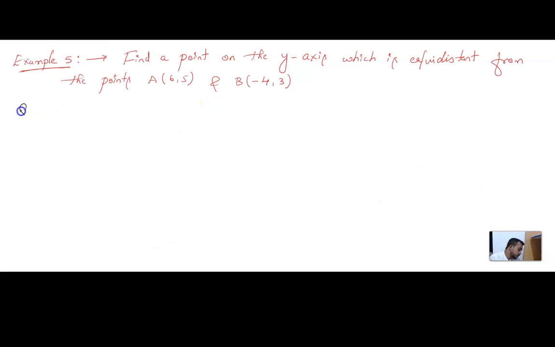Yes, observe, children, example number 5. Find a point on the y-axis which is equidistant from the points A(6, 5) and B(-4, 3). Children, before we solve this problem, I would like to tell you one important note. You should remember this. Whenever you get a question like this, find a point on the y-axis or find a point on the x-axis, remember, what are the coordinates on the y-axis and what are the coordinates on the x-axis?